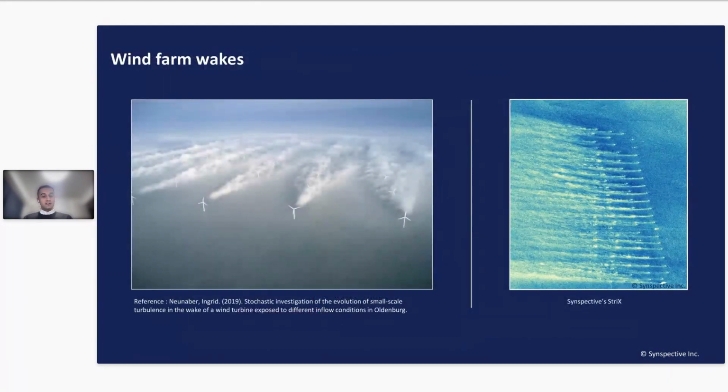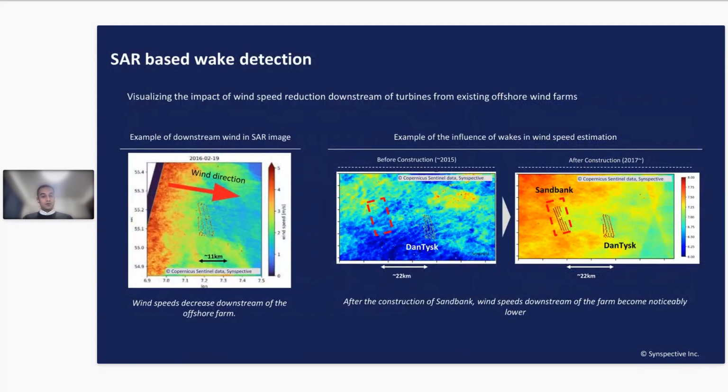So wake is basically the reduction of wind speed and increase in turbulence downstream of the wind turbines. And on my left, you can see an aerial photograph of wake effect, where you can clearly see that there is some turbulence in the wind turbines present downstream of other wind turbines. And on the right, you can see wake effects visualized in our own Strix image, so an image taken by our own satellite. And next, I'd like to show some analysis results of how wake affects the wind speed in a given area.